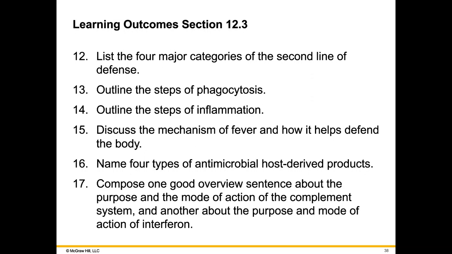We'll talk about the different types of antimicrobial host-derived products, and we'll also compose an overview about the purpose and the mode of action of complement. And complement is basically a collaboration of various proteins and chemicals in the body that aid in our defense system.